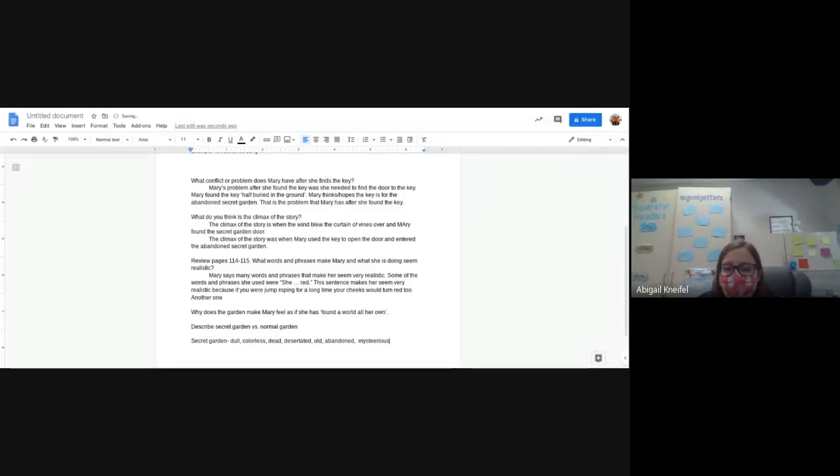Things are also matted together. We said it's dull, it's colorless, it's dead, it's deserted, old, abandoned, mysterious, matted. Oh, there's another one. She said it was the blankest place ever. There's 2 words. It was really blank. It's a little bit further down on the page, like 15, 16. What are the other ones?